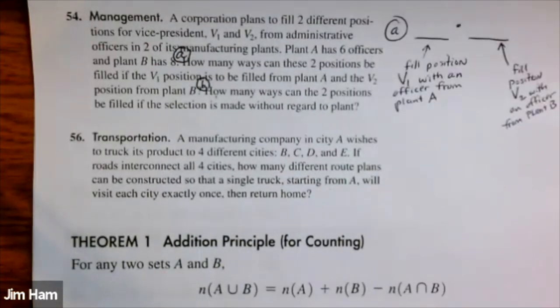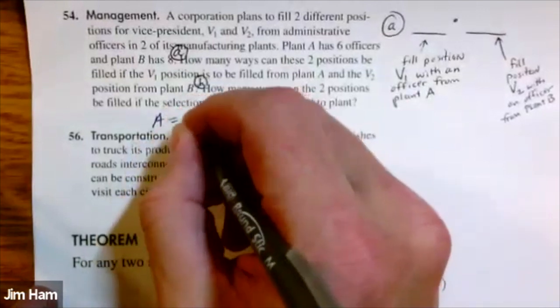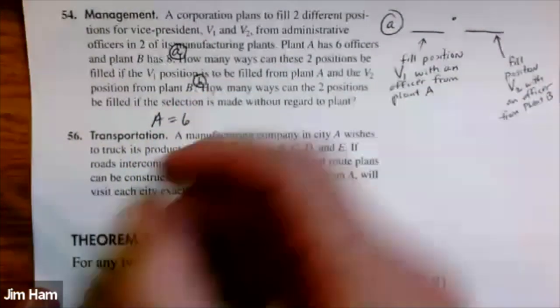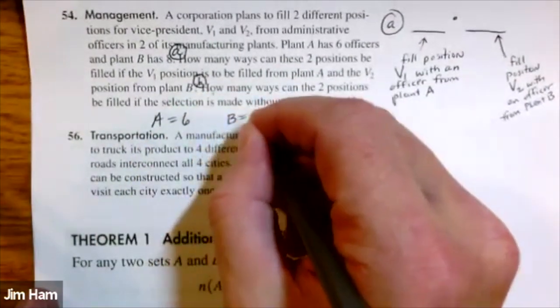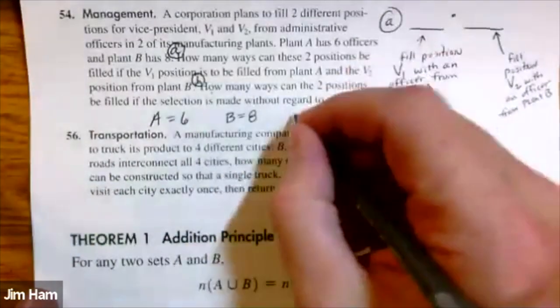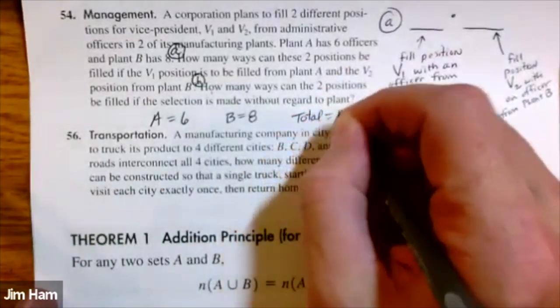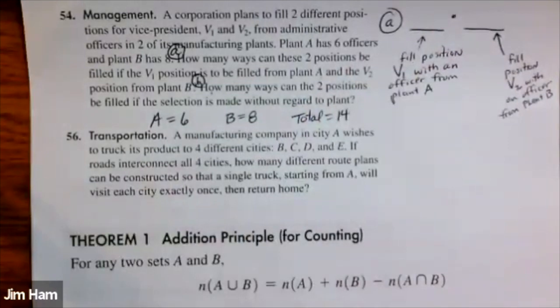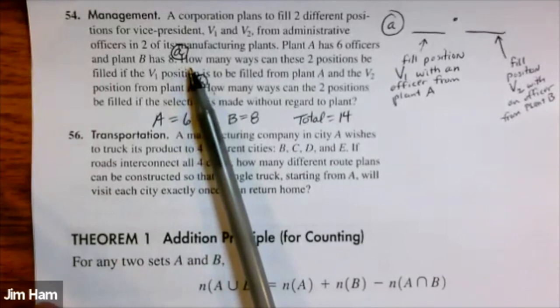All right, so earlier on we talked about 2 operations. And so if you break this one down, you have 6 officers from A, and you have 8 officers from B, and so total you have 14 officers. Now, in the first problem, it says how many ways.